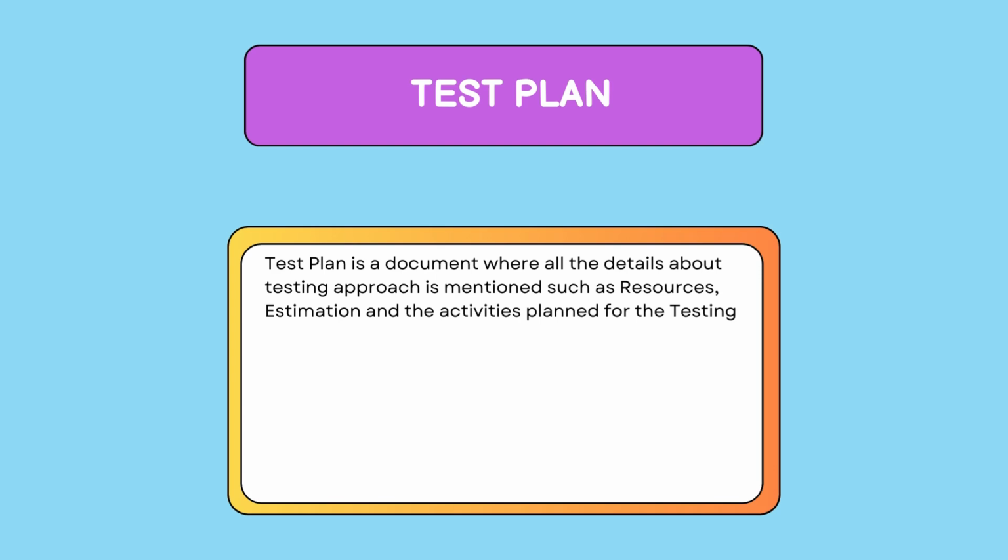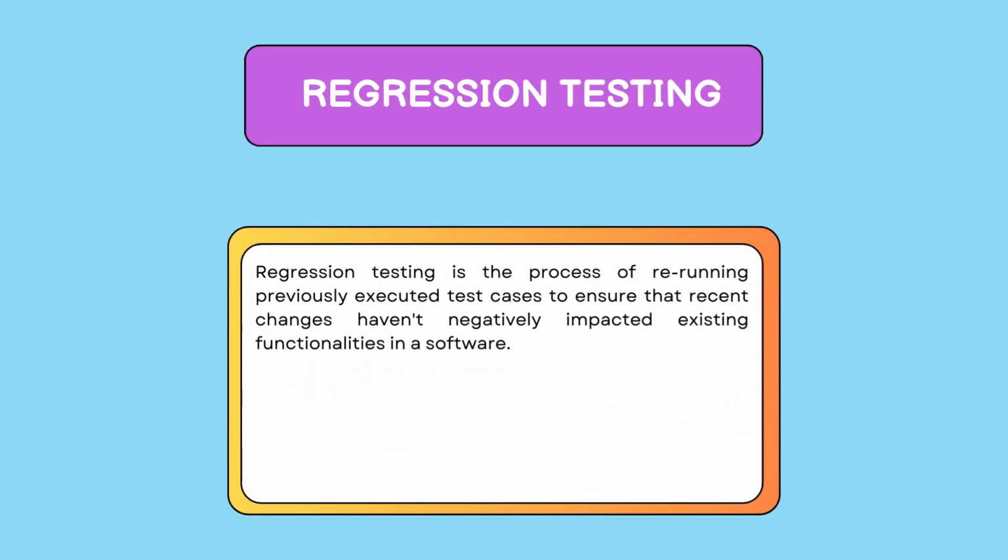So let's talk about the next term, that is regression testing. Regression testing is the process of rerunning the previously executed test cases to ensure that the recent changes haven't negatively impacted existing functionalities in a software. Let me explain this in an easier way. Suppose we have Amazon. Previously, we had used Amazon only to buy things, but now Amazon has an online transaction feature, scan and pay option. Also, they have the Amazon Prime feature.